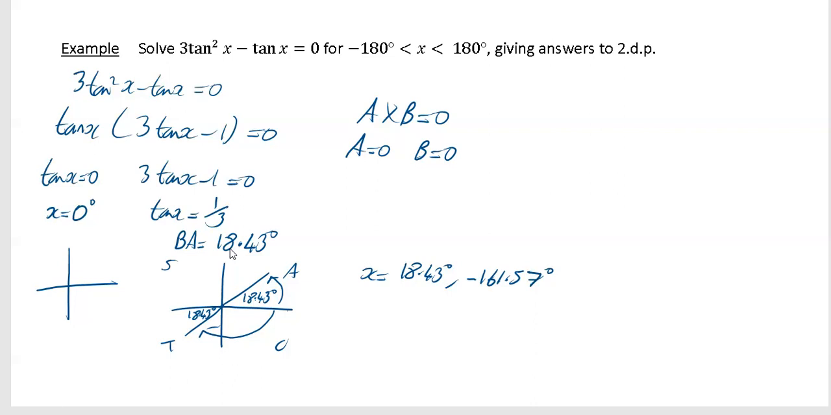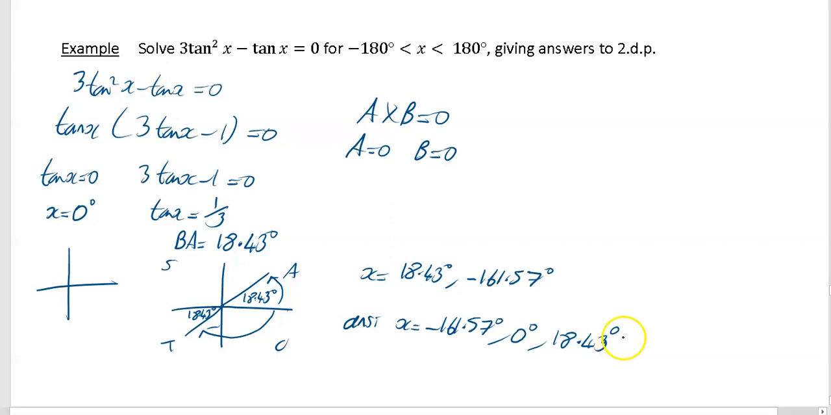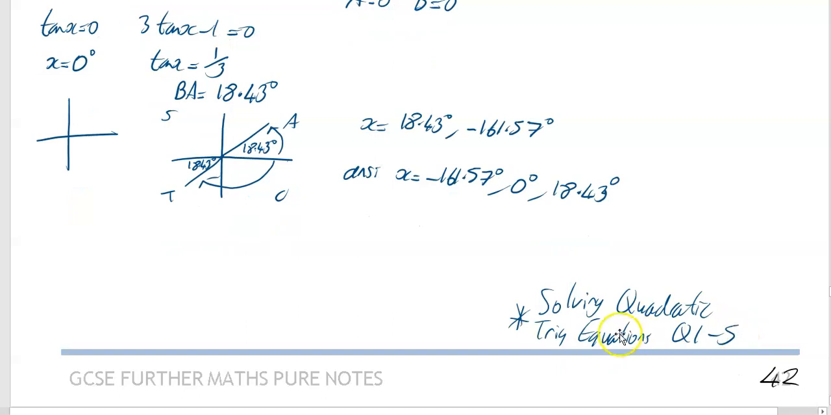Okay, read the question again. Have I listed all my answers? I have. I've got all three down. I've got 1, 2, 3 here, but it's maybe just not nice to have them there. I'm just going to list them. So my answer, x is equal to, I'll list them in ascending order, minus 161.57 degrees. I've got 0 degrees, and then I've got 18.43 degrees. Okay, folks, you're now ready to do the following questions. So it's the solving quadratic trig equations, questions 1 to 5.